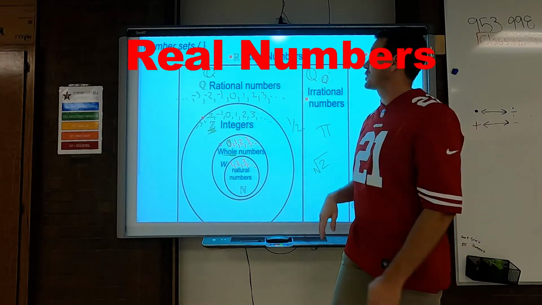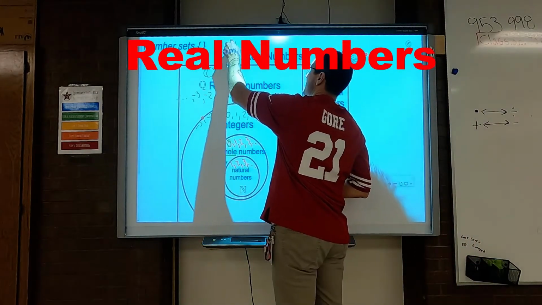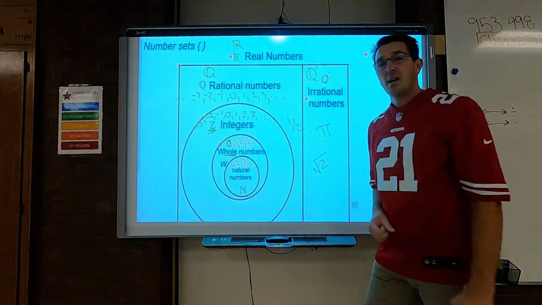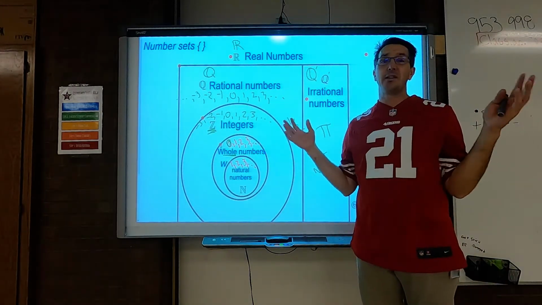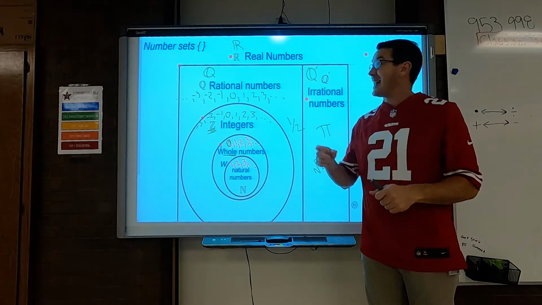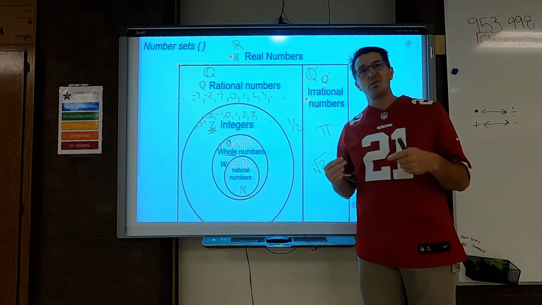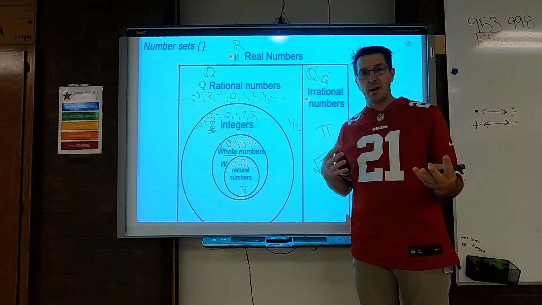And this is probably the most important of the ones we're going to write. So this is the way I usually write it, double R. Real numbers are every number you see here. Pretty much all numbers you can think of are real numbers. And 99% of the time, we're going to use real numbers to describe what we're talking about.